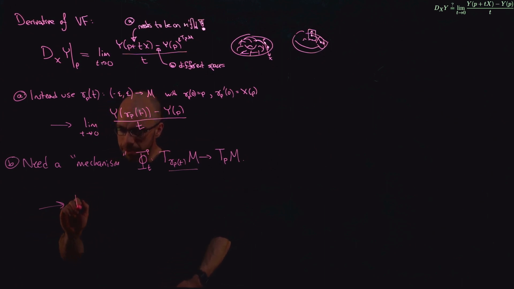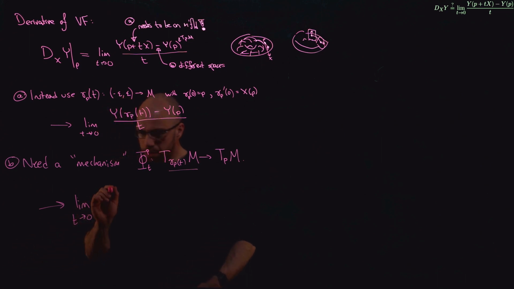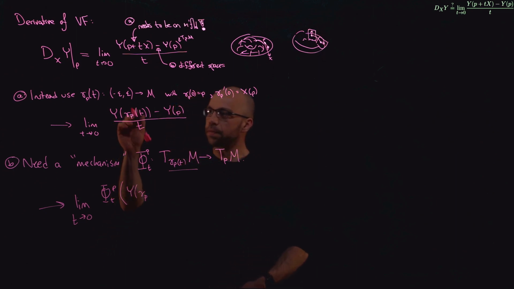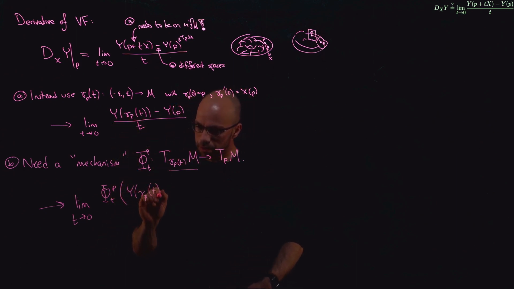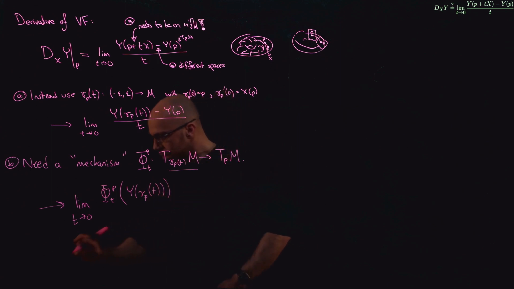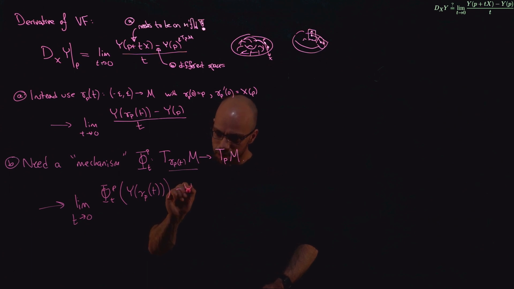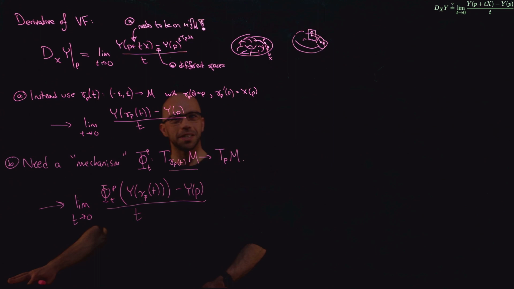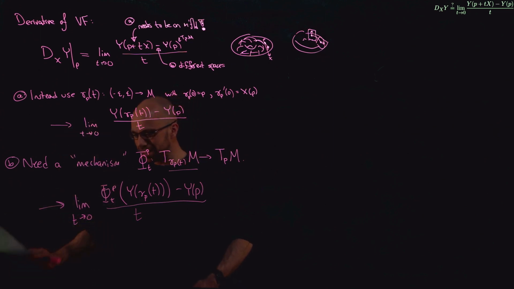We can write the limit as t goes to 0 of phi at t p of y of gamma_p of t, minus y of p, over t. As always, I'm working from my notes, which are sitting off the screen here.